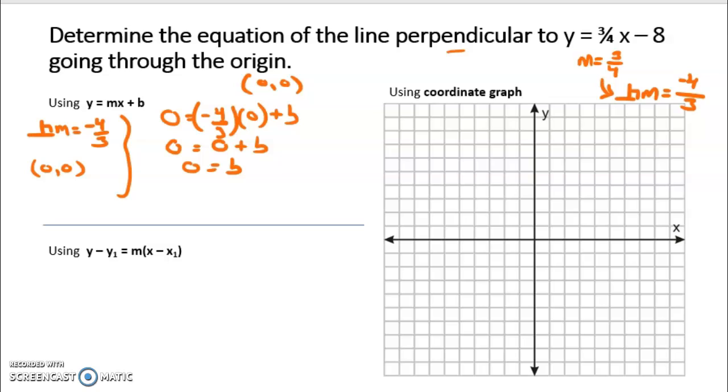So when you do your rewrite, y is equal to, again, the slope that we used is negative 4/3 x plus the y-intercept 0, or just negative 4/3 x. But you are done right here. Okay.